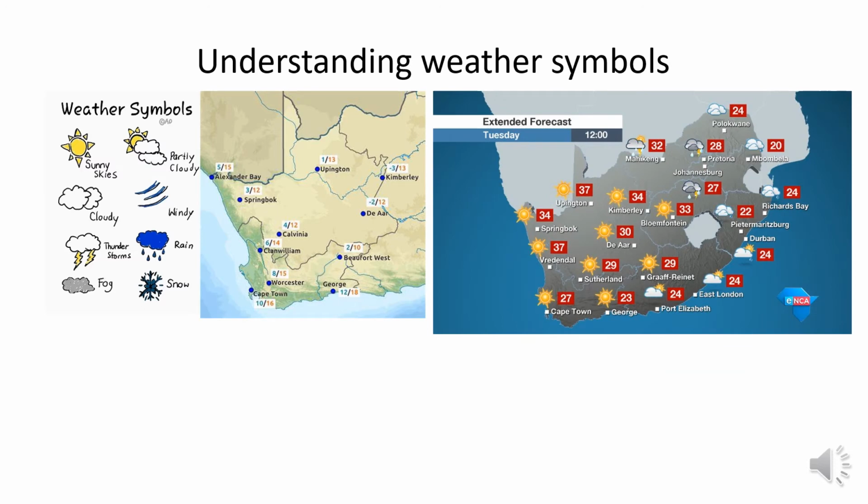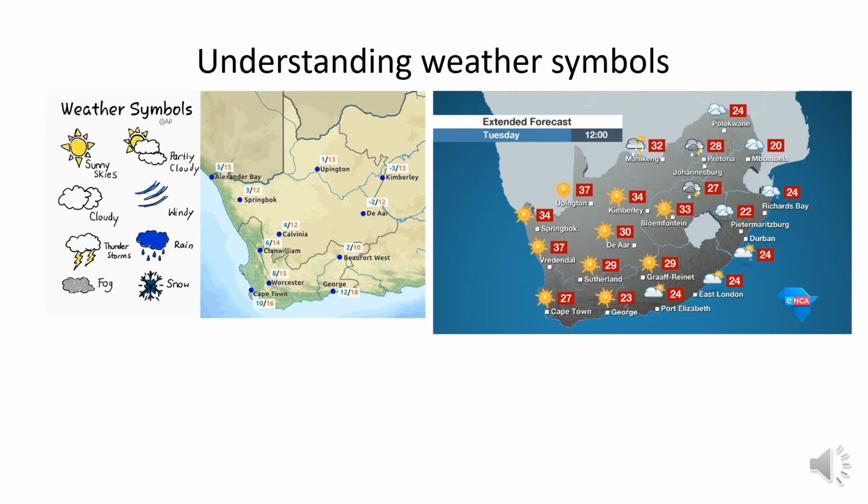If we have another look at the map of South Africa, on this map we have the temperatures plus we have the different symbols. So if we have a look at Kimberley, what type of weather will Kimberley have that day? Yes, Kimberley will have sunny skies. If we have a look at Richards Bay, what type of weather will Richards Bay have that day? If you have a look clearly, you will see a little raindrop just beneath the clouds. So they will be having rain.